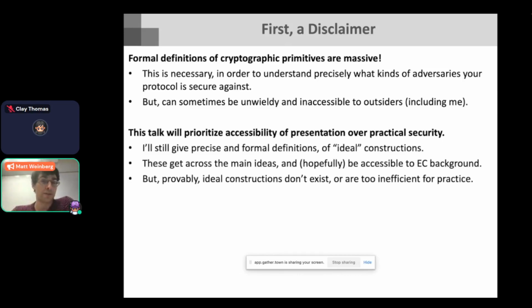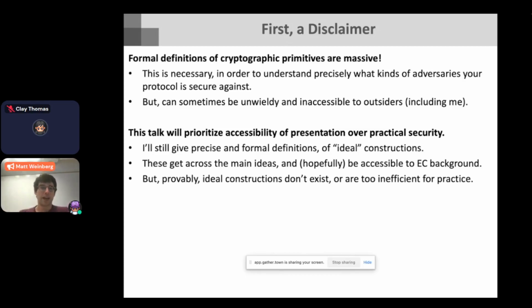So what I'm going to try and do in this talk instead is give precise definitions of things that technically don't exist. So they're going to be very strong constructions, and because they're so strong, they don't exist. But it really does get the main idea across of what a cryptographically secure digital signature scheme does, or a cryptographically secure hash function.